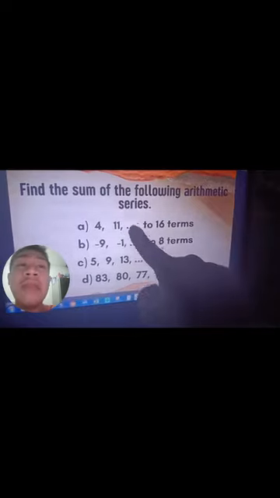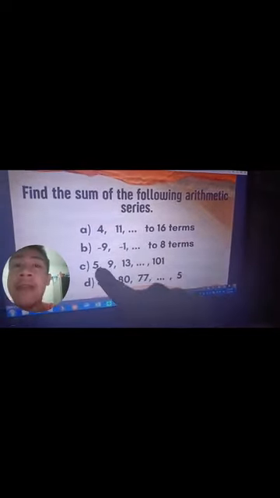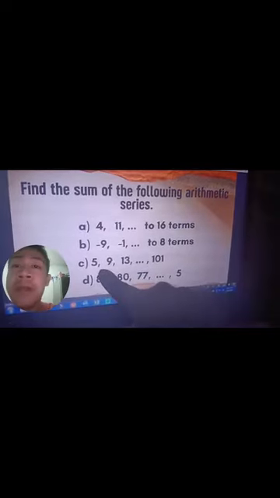Now in letter A and B, given are the first 2 terms and the nth term. While in letter C and D, given are the first 3 terms and the last term. Okay, so how can we find the sum of these arithmetic series? Going back to the problem, letter A, 4, 11 to 16 terms.